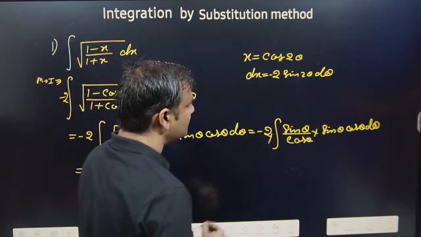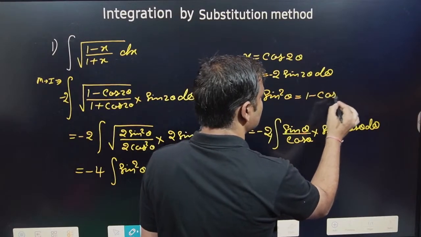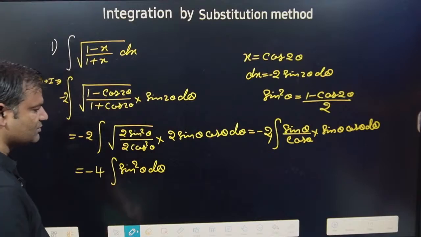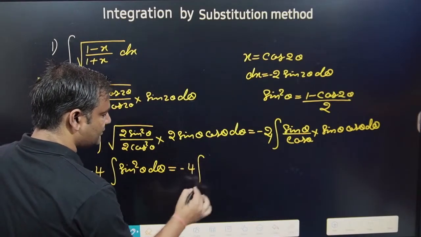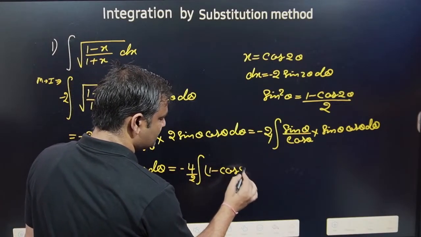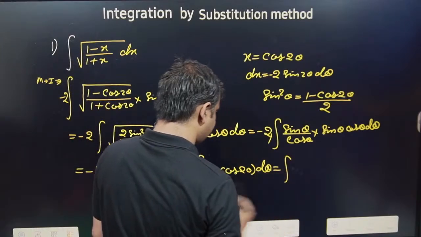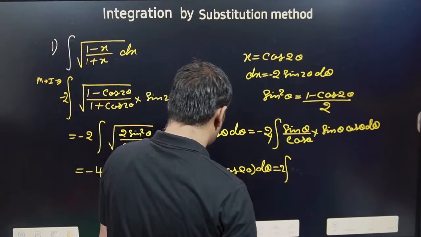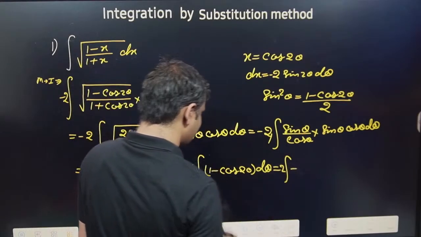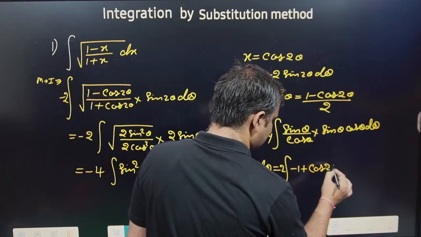I know that sin square theta is replaced to 1 minus cos 2 theta by 2. So that one is replaced to minus 4 into 1 by 2 into 1 minus cos 2 theta d theta. Then that one simply, here 2, if multiplied by minus, then we get how much? Here minus, okay, and here plus cos 2 theta d theta.